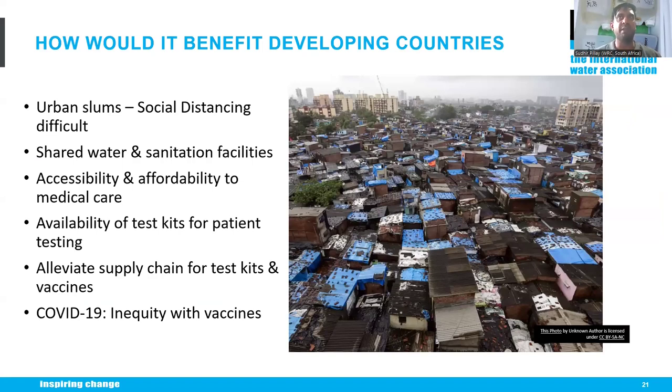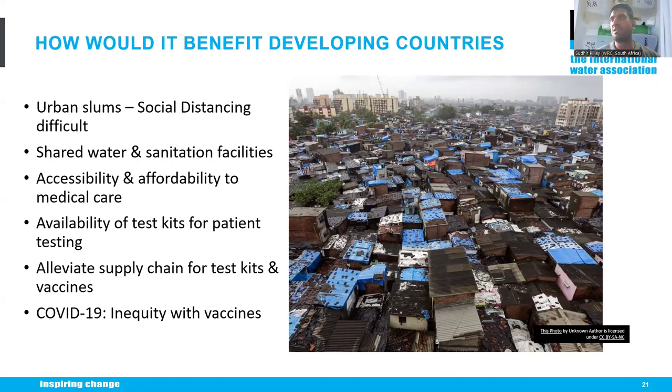How would it benefit developing countries? One of the things is social distancing during COVID in urban slums, which is very difficult. You also had shared water and sanitation facilities. You're asking people to socially distance, but you also have shared facilities. It's quite difficult. Then there's accessibility and affordability of medical care. One of the things South Africa experienced during the COVID pandemic was our borders kept getting shut down every time we detected some new strain. It's the first time we detected it, which doesn't mean it originated here. We've also seen inequity when it comes to vaccines and cold supply chains.